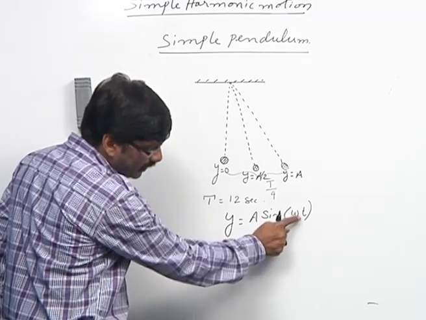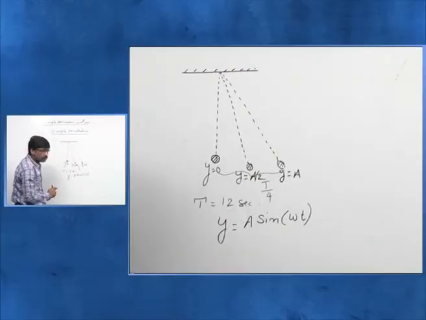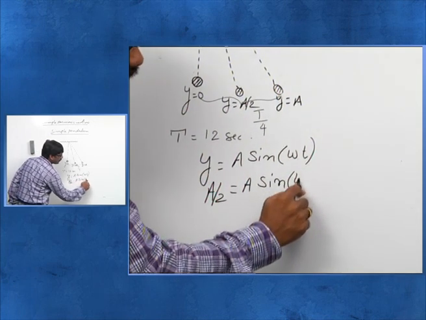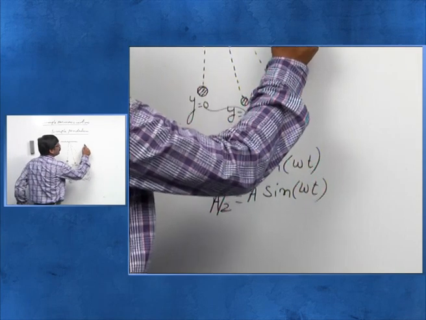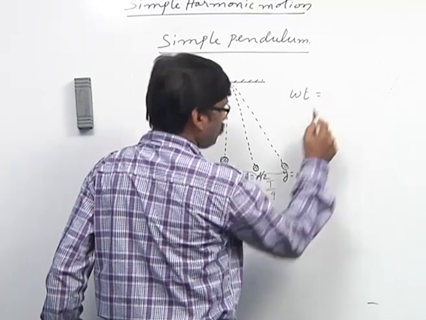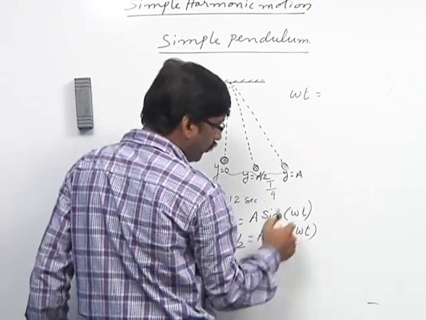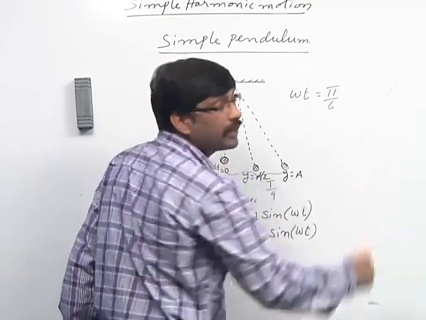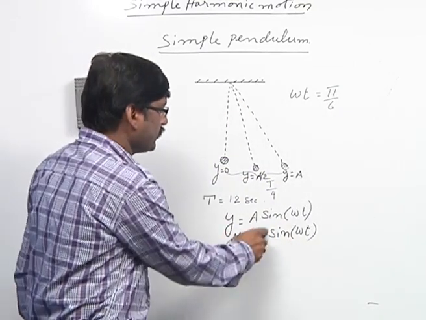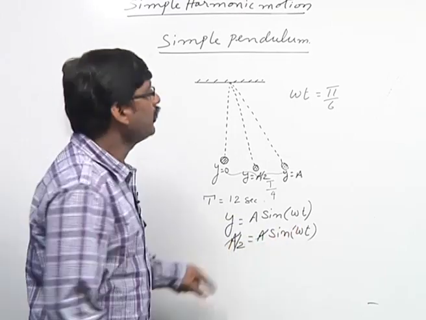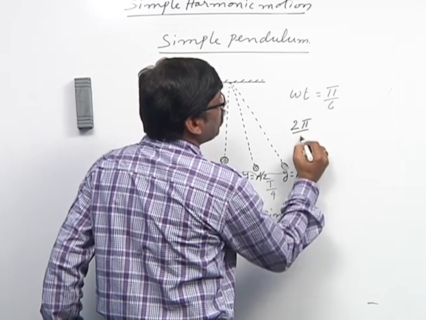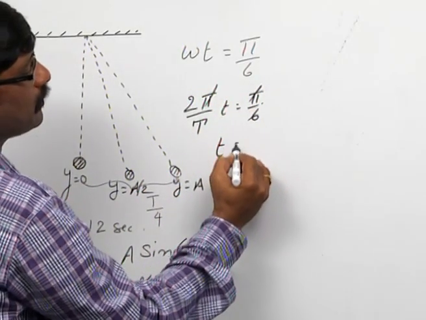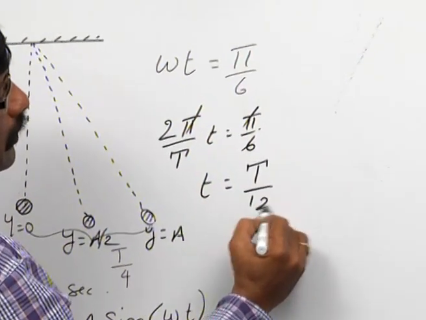So what he is asking is, what is this t when y is equal to a by 2? So substitute y is equal to a by 2. Then a gets cancelled, and sin omega t is half, so omega t is 30 degrees, that is pi by 6 radians. But we know that omega is 2 pi by T, so 2 pi by T into t is equal to pi by 6. Pi gets cancelled, and small t is equal to capital T by 12.